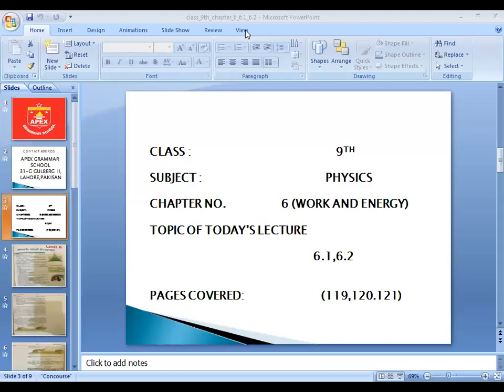Today we are going to start unit number 6. The name of unit number 6 is work and energy. And today the topics of today's lecture are 6.1 and 6.2.